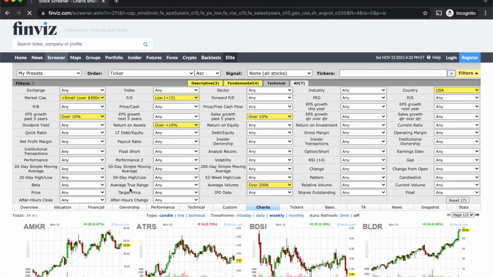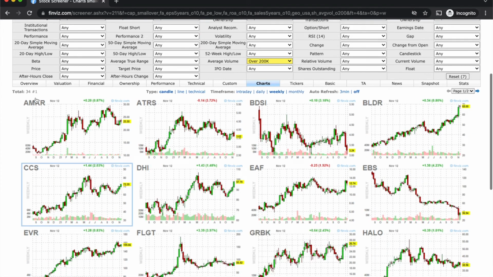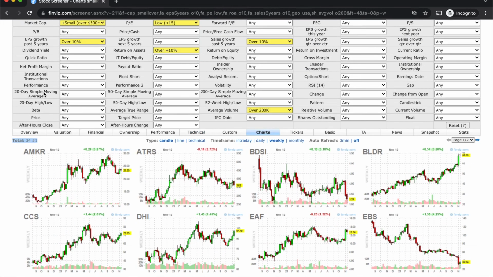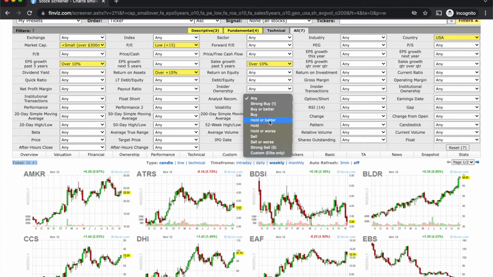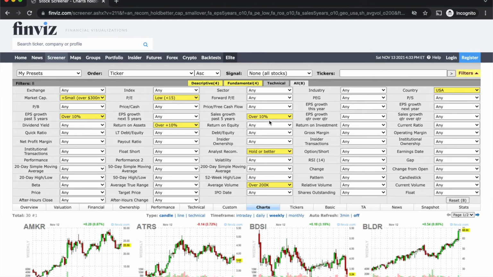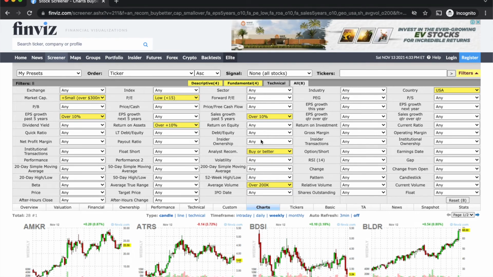And this itself is a proof. I selected, let's remove the target price as well, because target price is anyway set by the analyst. So I came up with 34 stocks. This simple filter here came up with 34 stocks. And if I go to analyst recommendation, hold or better, that is for 30 of those stocks. If I go for buy or better, it's 28 stocks.